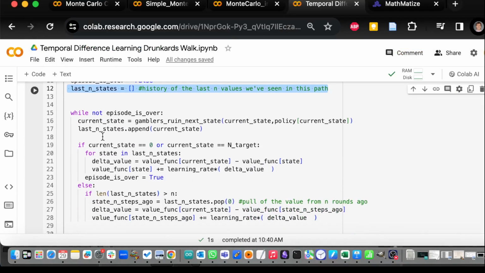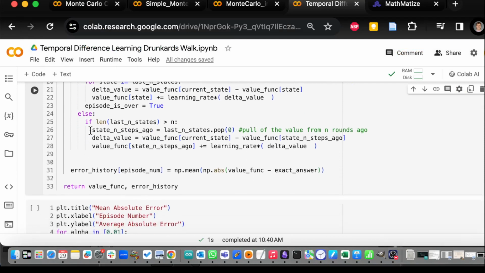So here is the heart of the thing, the most important update rule that gets applied over and over again. We look at the state n steps ago by pulling it off of the list of the states, and then our delta value is the current state minus the state n steps ago. So in Monte Carlo, you wait until the end, and then you go back in time. In temporal difference learning with n steps, you go n steps into the past, and you update the value function n steps into the past.